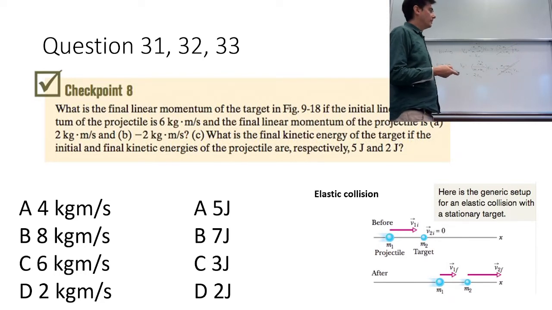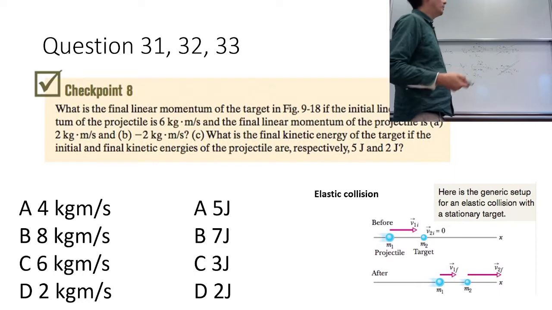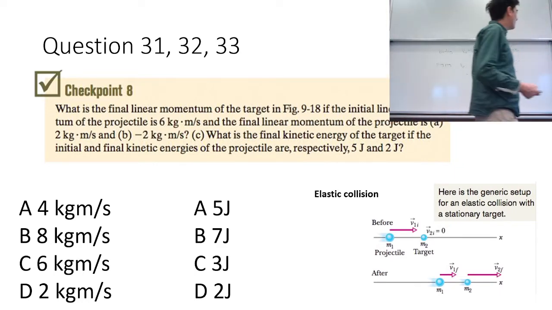Yes, 8. So plus 8 minus 2 adds to 6, initial 6. Okay, and then what is the final kinetic energy of the target if the initial and final kinetic energies of the projectile are 5 joules and 2 joules? So initially this is 5 joules, this is 2 joules. Initially this is stationary, so what must be the energy of this guy here? Yeah, 3. So just conservation of momentum and energy.